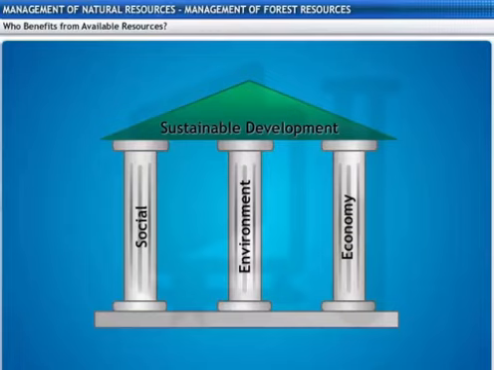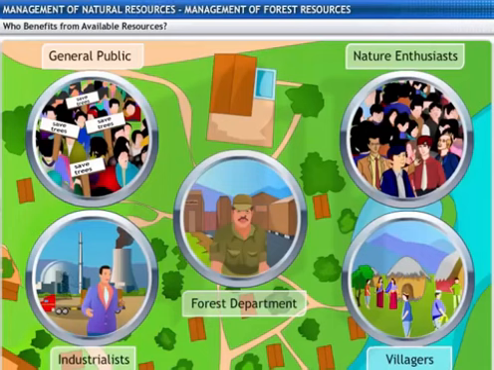You're right. Sustainable development is not only about using the resources we have. It also ensures that they are equitably distributed. All stakeholders should benefit, not just the rich who control the industries or powerful government officials. All the stakeholders together help in sustainable management.